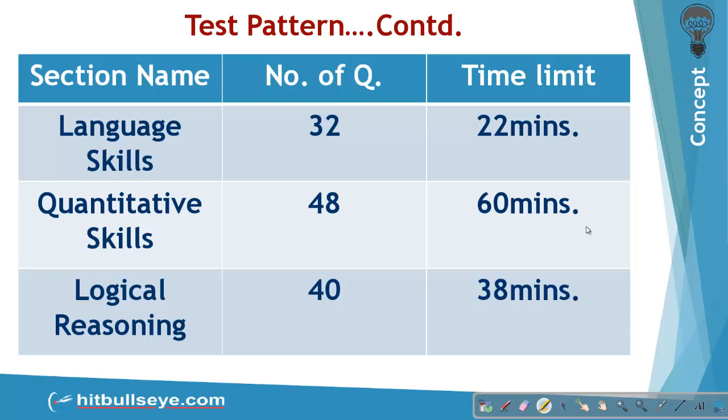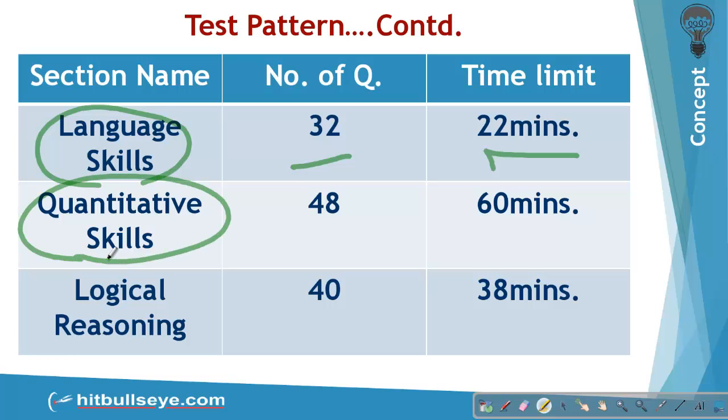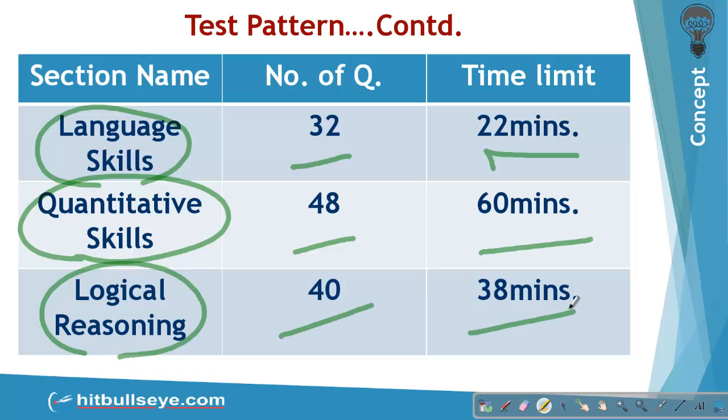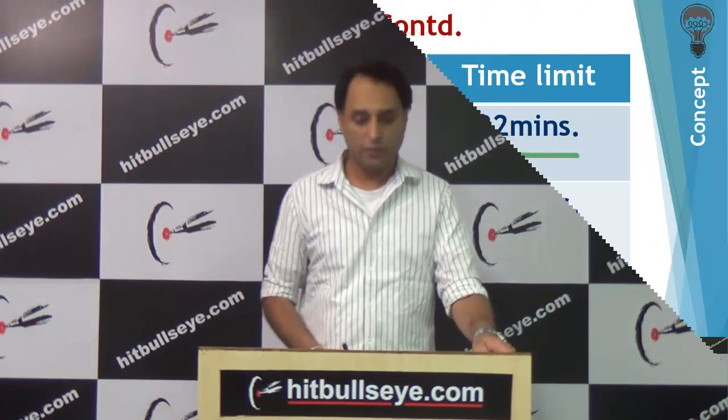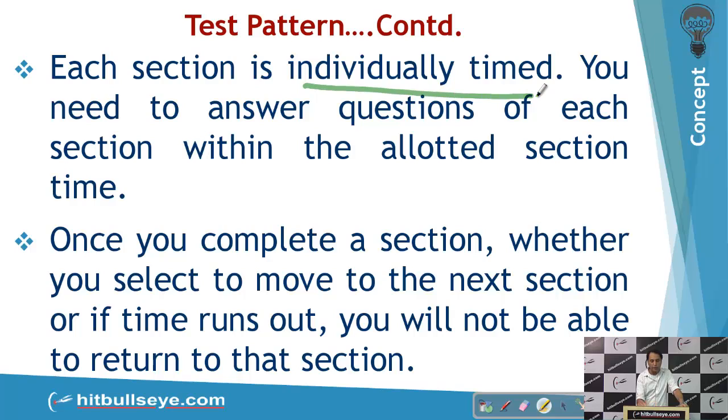A snapshot here. Language skills: the number of questions is 32 and time allotted is 22 minutes. Quantitative skills: 48 questions, 60 minutes. Logical reasoning: 40 questions, 38 minutes. So if you look at the number of questions and time limit, the balance there, we have 120 questions and 120 minutes for the entire test. Each section is individually timed.